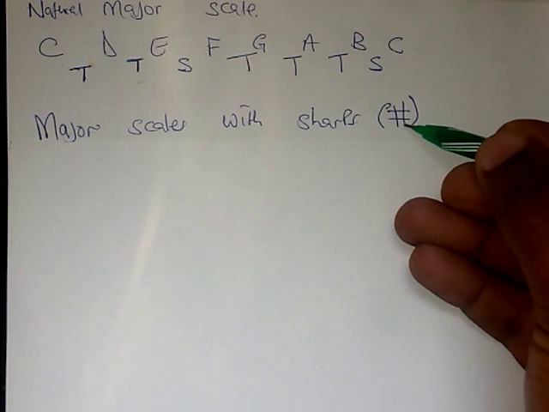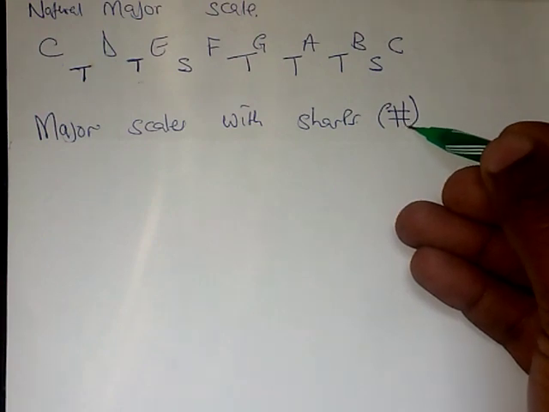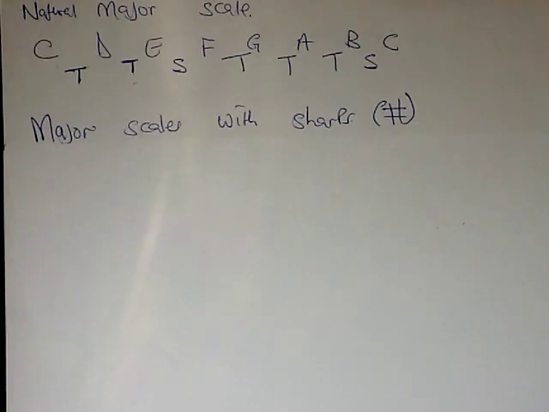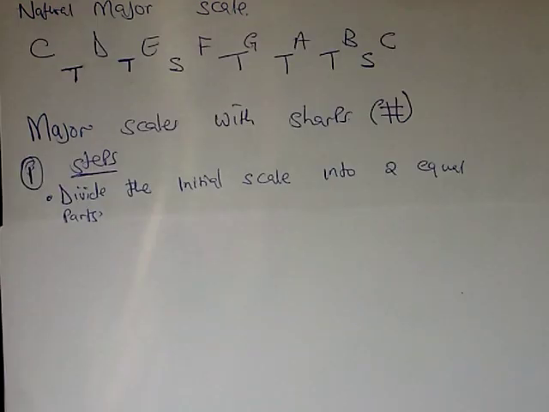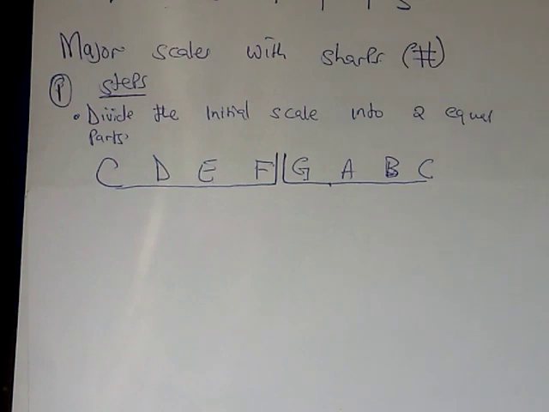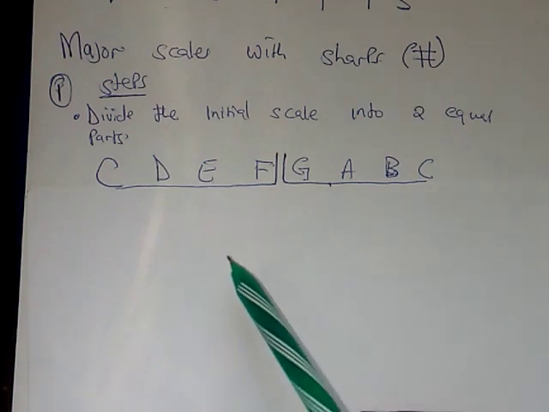This is a symbol of a sharp. So we have some procedures. Number one, divide the initial scale into two equal parts. In our case, our initial scale is the natural major scale, that is scale C, C major. So in dividing, we obtain two equal parts.